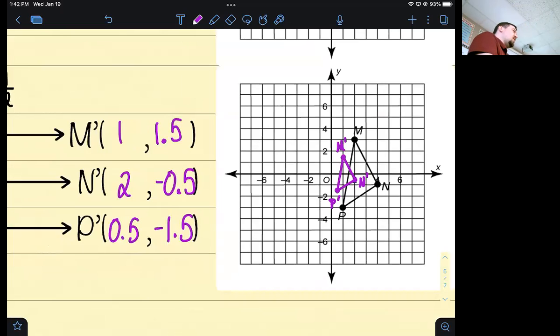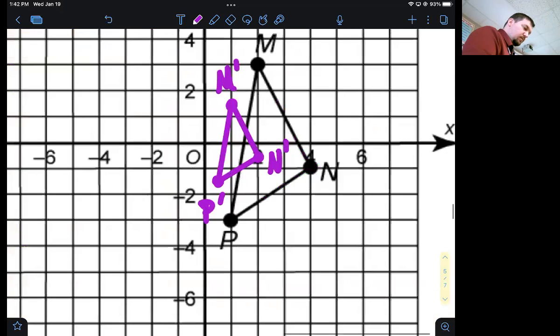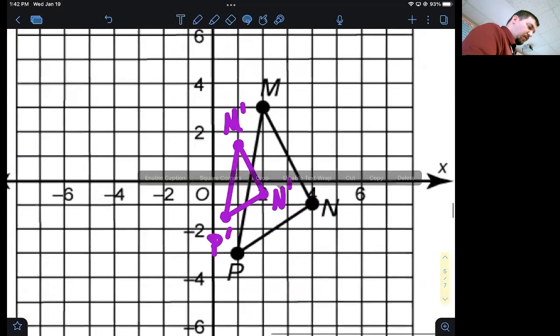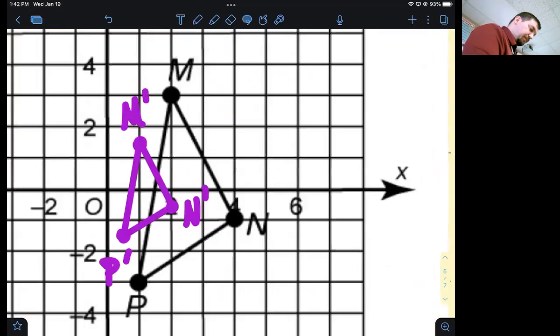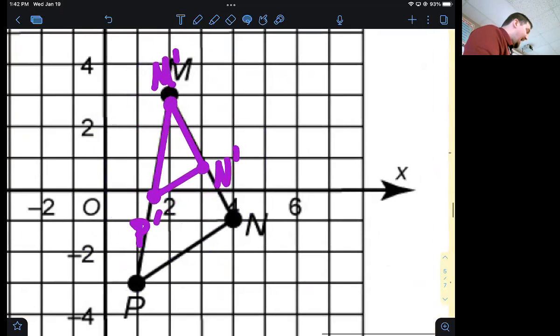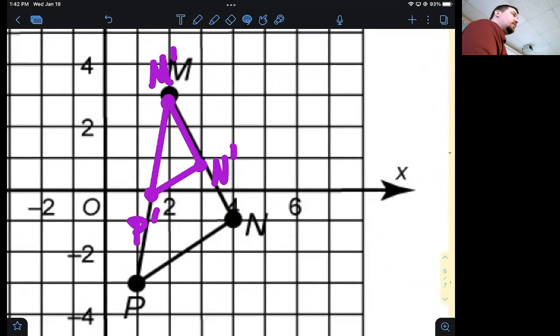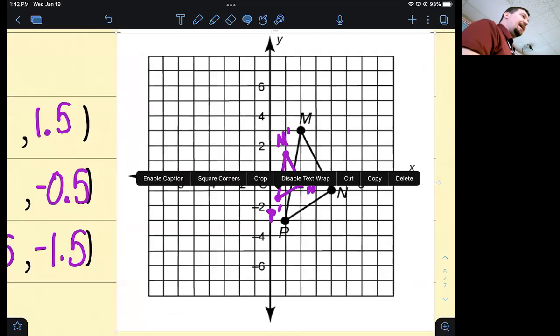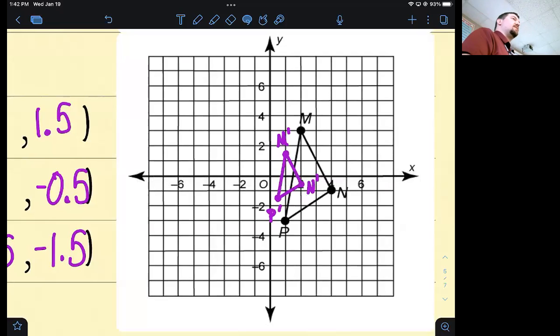Now, what's interesting here, and we'll talk about this more tomorrow, even though all of the side lengths have been reduced in half, it doesn't reduce the area in half. This triangle is not half of the other triangle, because that trapezoid would actually be bigger than that triangle there. So it doesn't reduce the area in half. It just reduces the side lengths in half. So it does reduce the perimeter by half, but not the area.